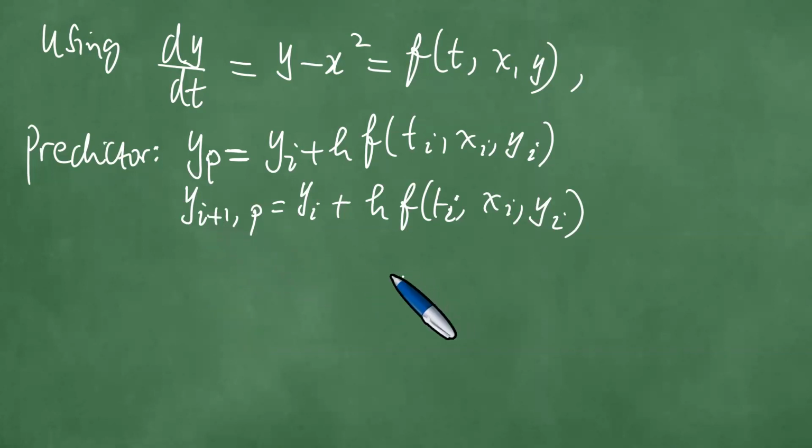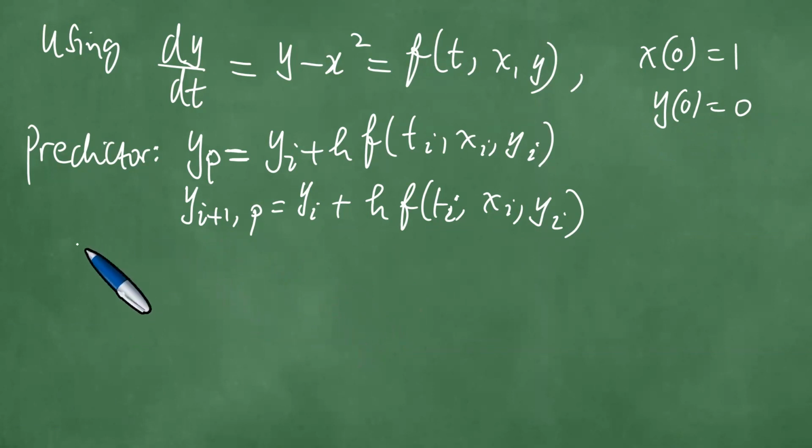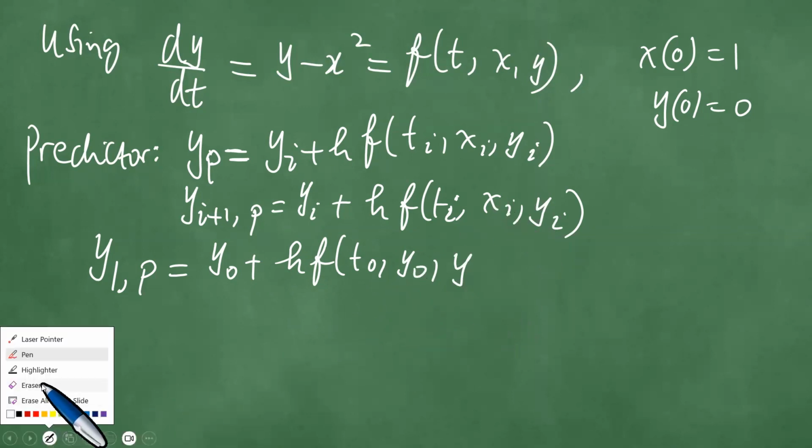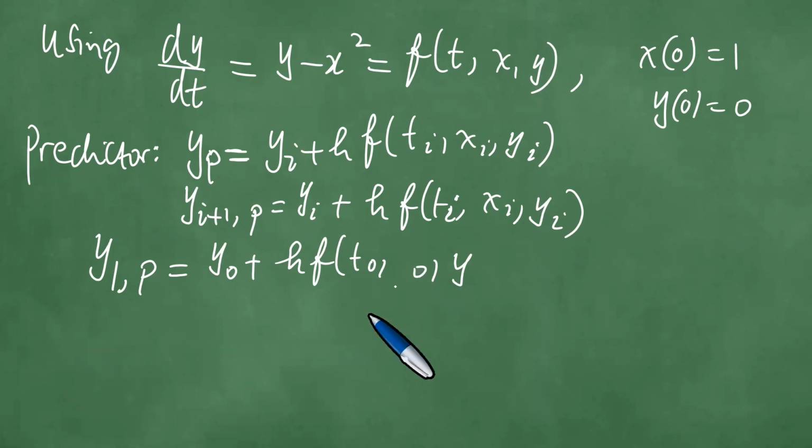Dealing with the predictor, we know a couple of things, like we know that x0 is 1 in this question. We know that x0 is 1. We know that y0 is 0. They're going to help us here, so I'm going to just use them. But at this point, we're interested in y1 predictor, which is y0 plus h f of t0, y0, no, x0 here. This is x0. So it is exactly x0, and then this one is a y0, like this.